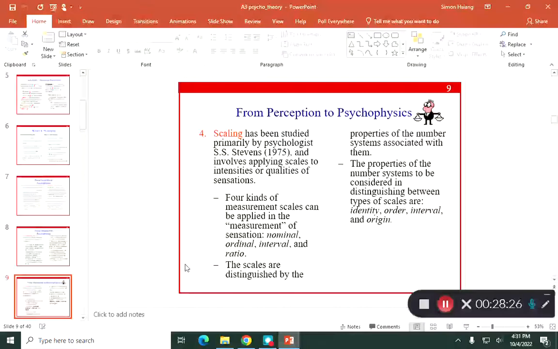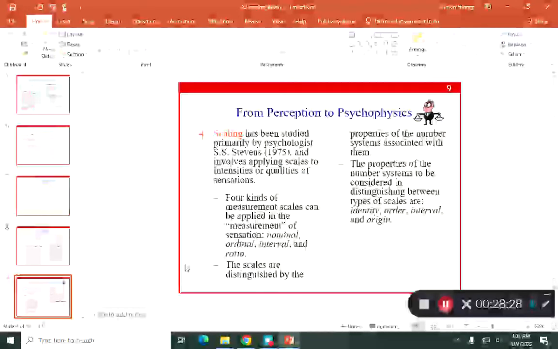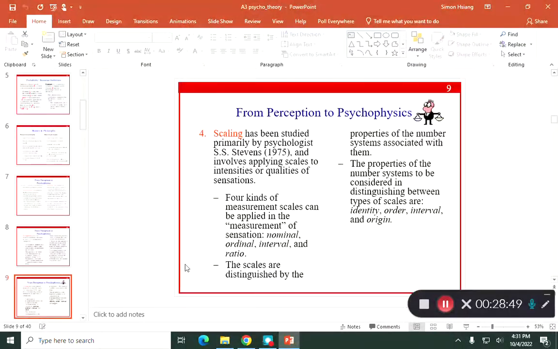Okay, the next scale is called interval scale. Interval scale means distance. So I'm 5 feet away from you. I could be 100, you could be 95, or you could be -5, I could be 0. As long as our distance is 5, it doesn't really matter where the 0 is.